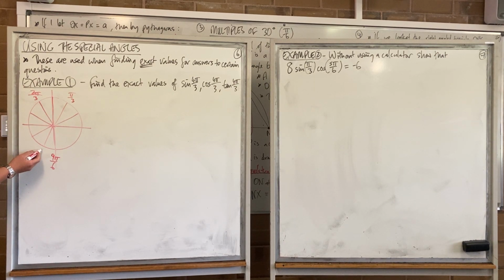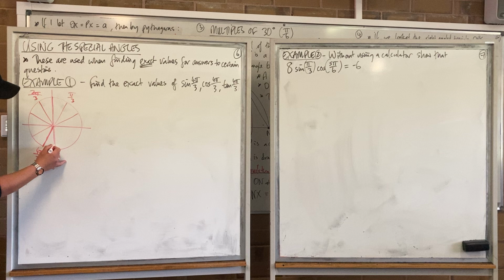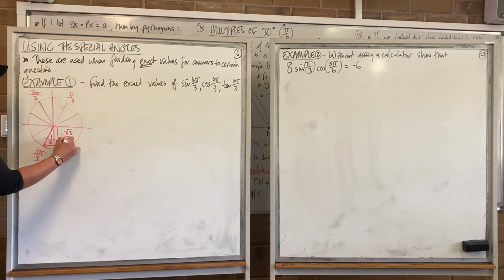What about this one here? 4 pi on 3 is down there, okay? Is this a multiple of 45 degrees or 30 degrees? It's a multiple of 30 degrees. So how far left or right has it gone? Which direction has it gone? It's gone negative. How far? A half. Negative 1/2. And has it gone up or down? Down. Down by how much? Minus root 3 on 2. So we can answer these questions now.